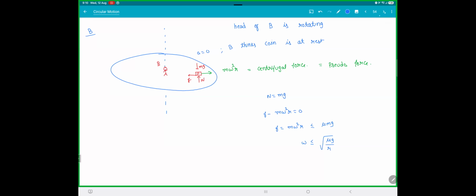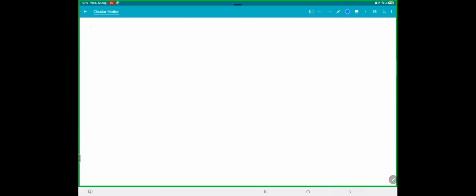To apply linear pseudo force, B should be accelerating, right? What is the translatory acceleration of B? Is B going anywhere? He's just standing at the center, right? You're just standing at the center. Your head is only rotating. So is there any translatory motion for B? No, right? Now let's ask C to solve the problem.